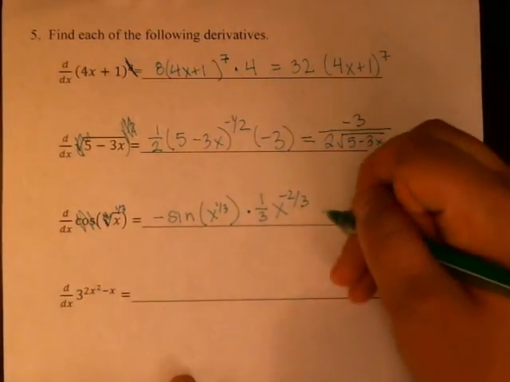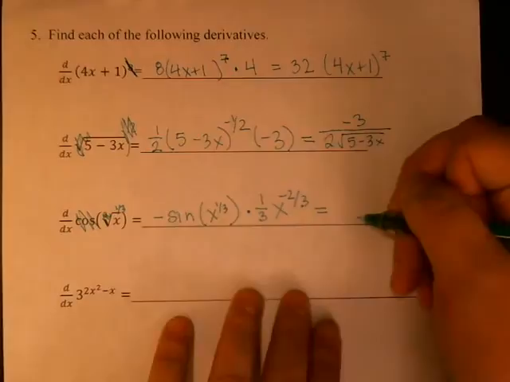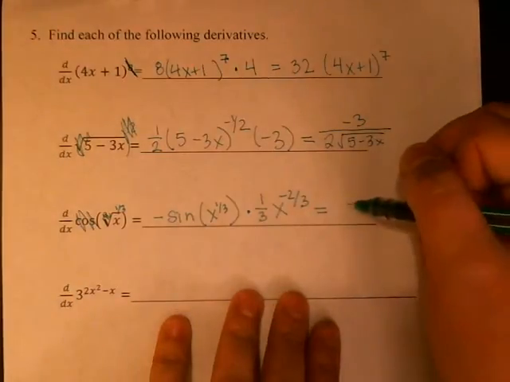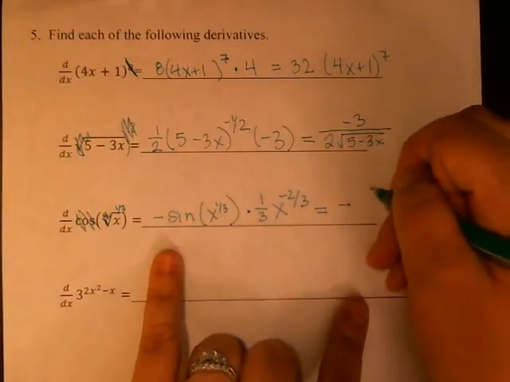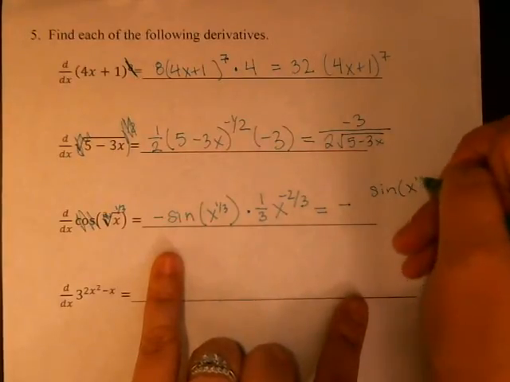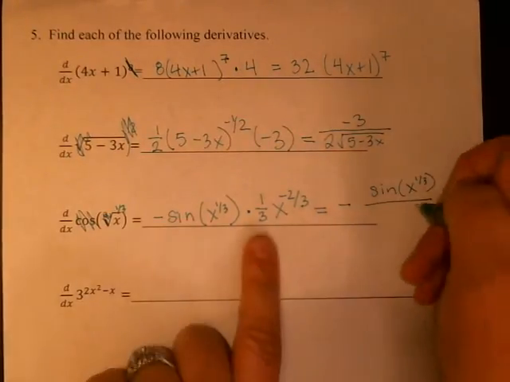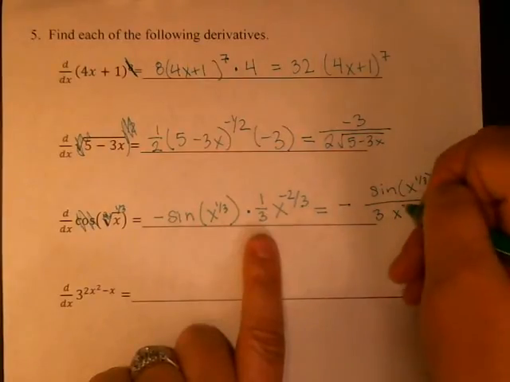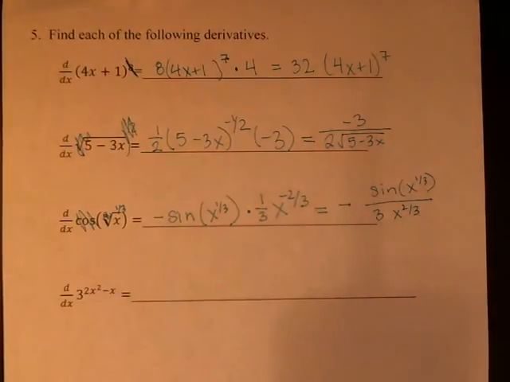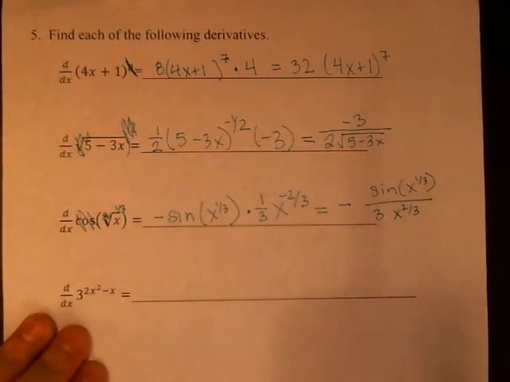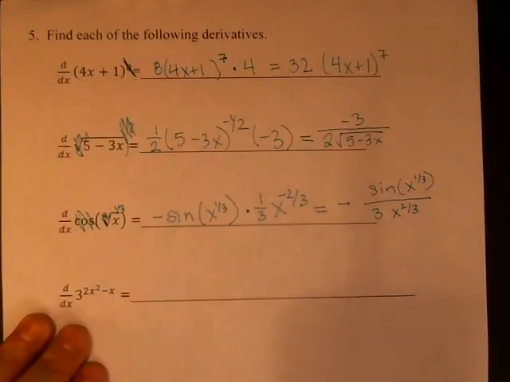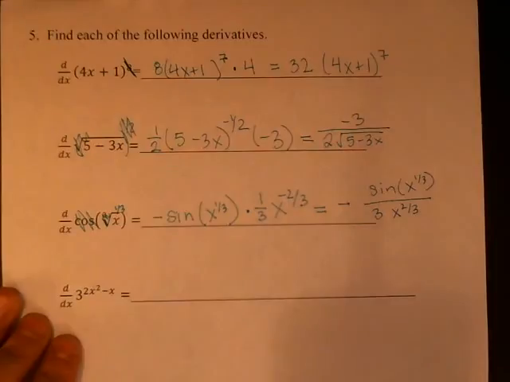And I think I'm going to do the same thing, just smush this into a fraction. So it's going to be a negative. On the top, I'm going to have the sine of x to the 1/3. On the bottom, I'm going to have the 3x to the 2/3. Okay. Again, on the skills test, I don't care if you quit here, but for an exam, I do want you to do that simplification. Last one, I have 3 to the (2x squared minus x).